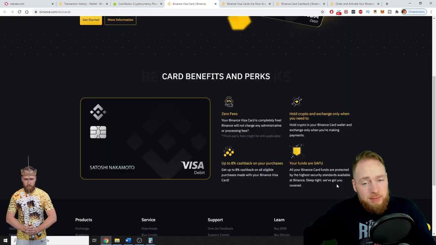$307. And then, also pretty important, all your Binance card funds are protected by the highest security standards available at Binance. Sleep tight, we've got you covered.